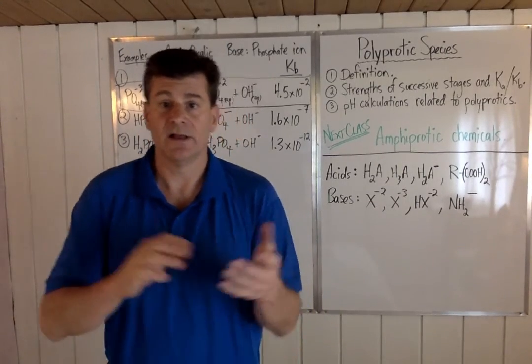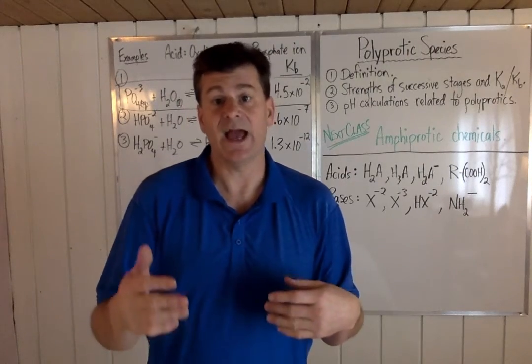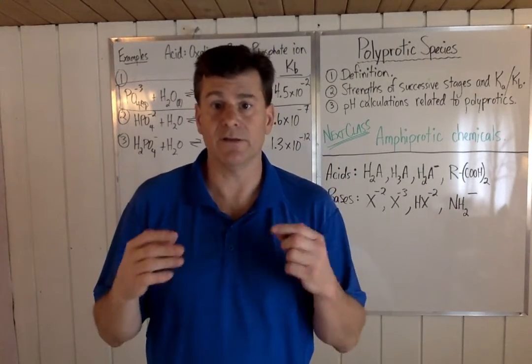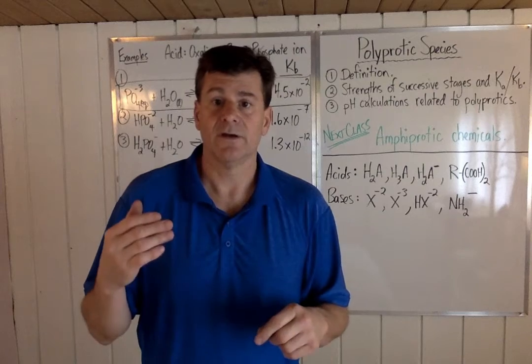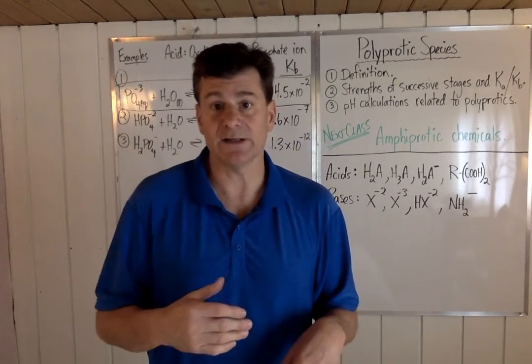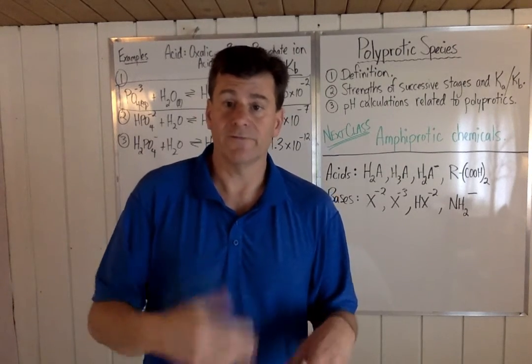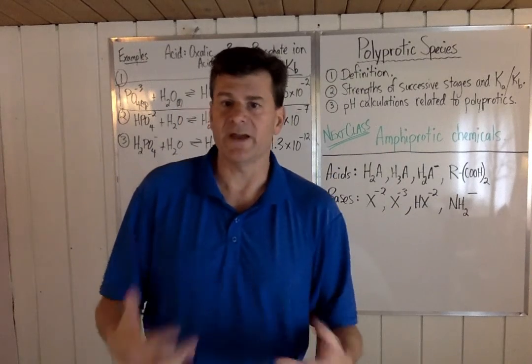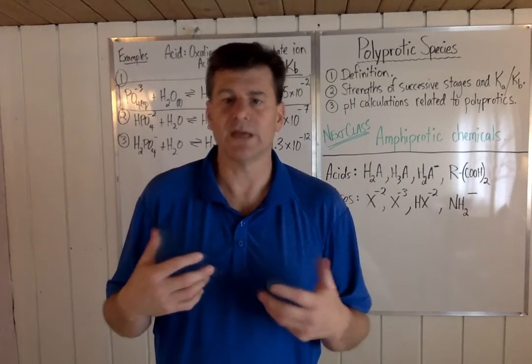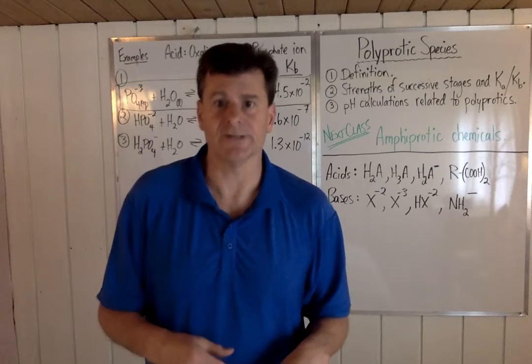Polyprotic species happen in stages, and the first stage is typically the only one that matters from a pH perspective. Second, third, fourth stages happen, but they are insignificant when you're doing any kind of mathematical calculations.